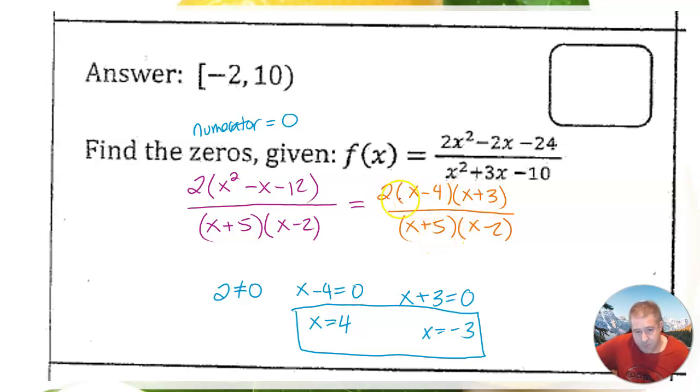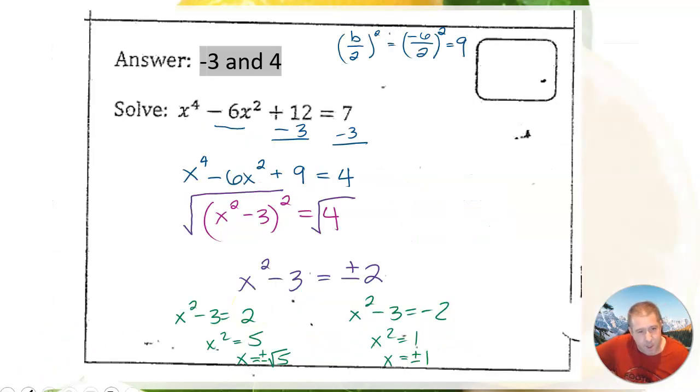So I just take all three of these factors on the top, set them equal to 0, and solve. And this is not a real answer because 2 can never equal 0. That's an imaginary answer. So it looks like we have two answers of 4 and negative 3. For this question, let's see. I'm going to factor this kind of the same way I factored all the other questions.